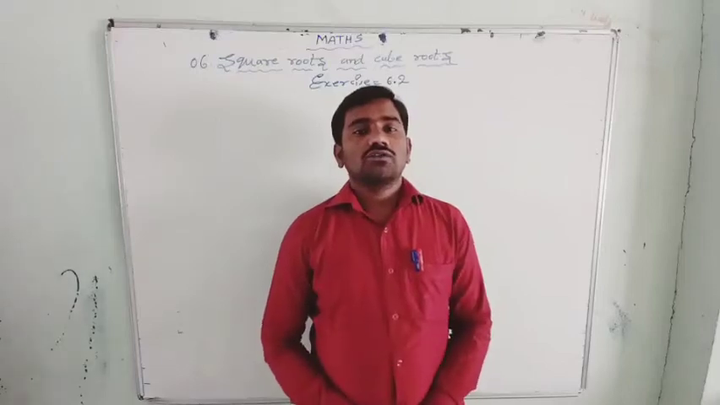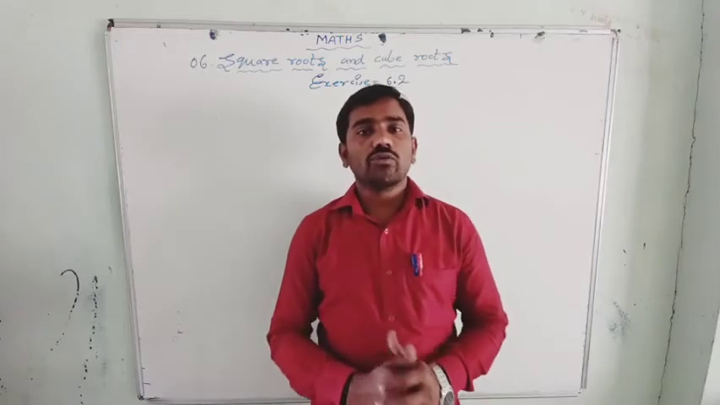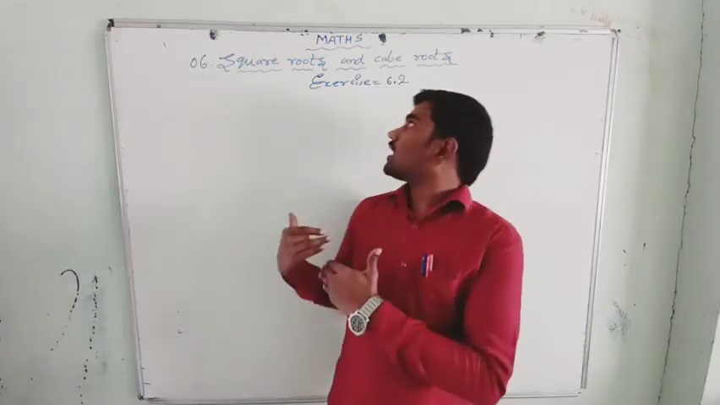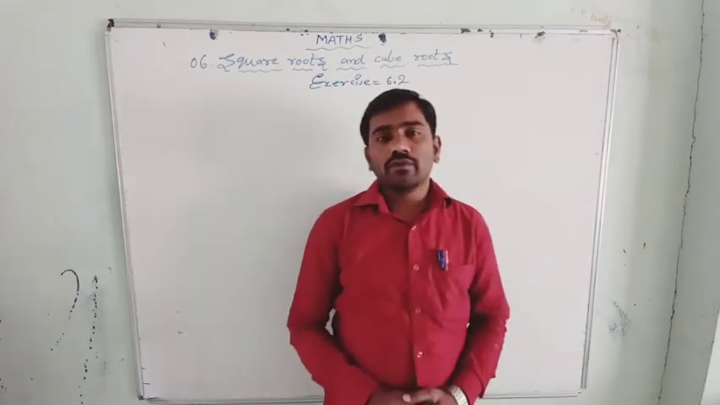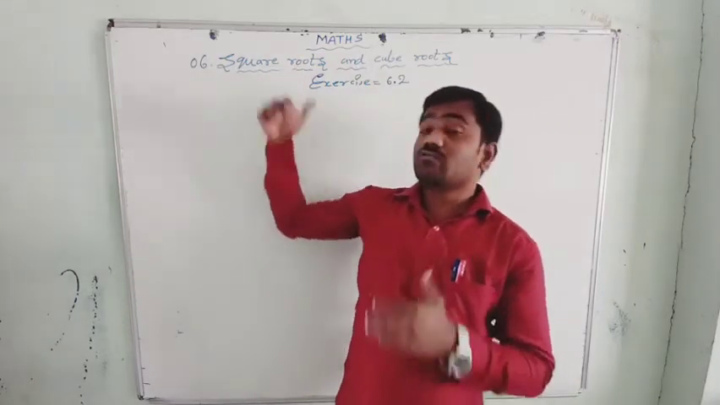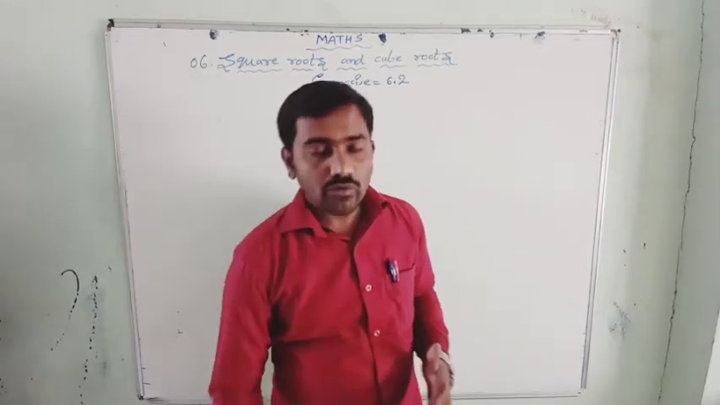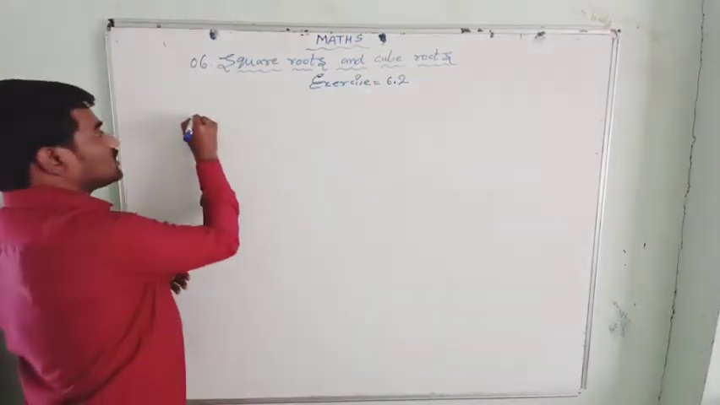Hi children, today you are going to learn 8th class 6th chapter, that is square roots and cube roots, exercise 6.2. In this we are going to learn about the square roots of a number by using the prime factorization method. You are already aware of the prime factorization method.